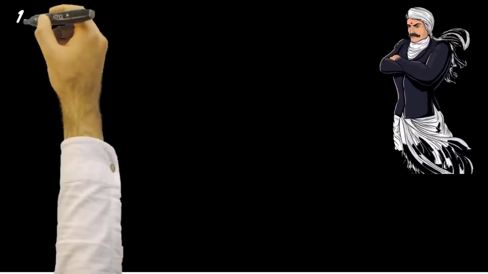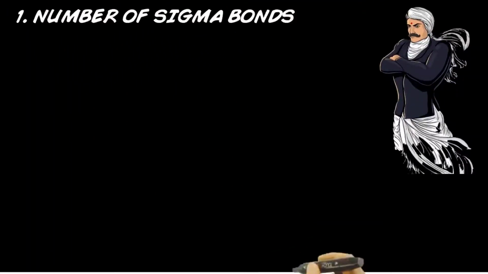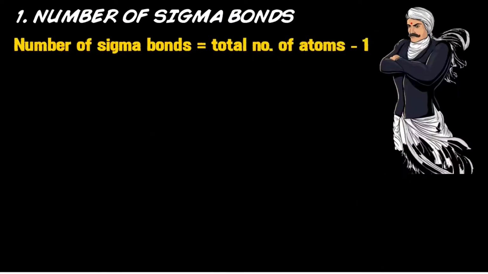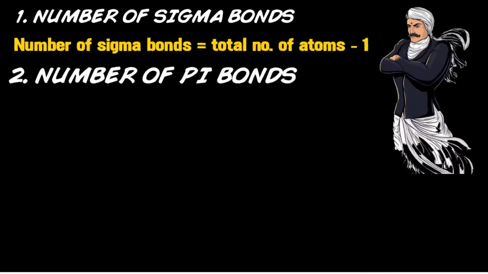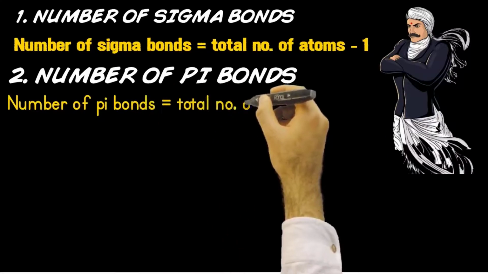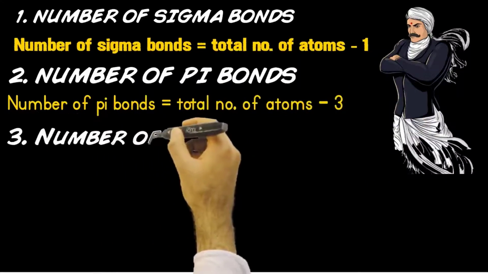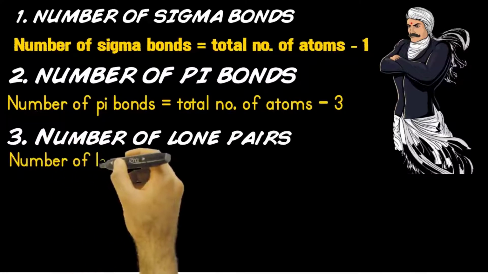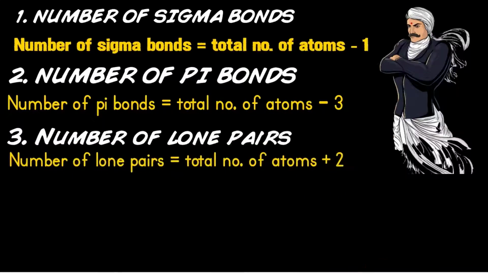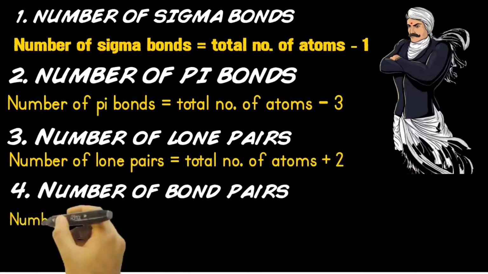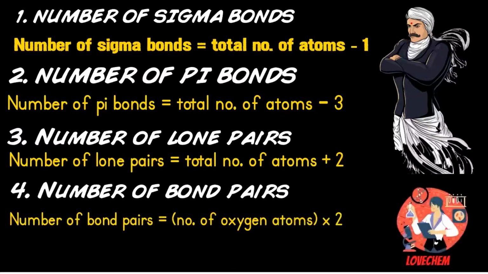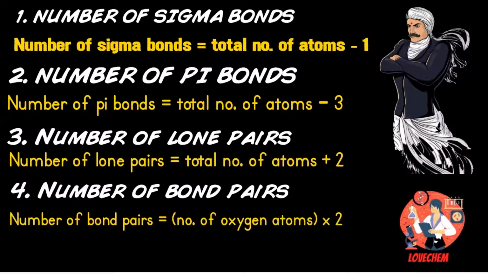So the tricks are, if we have to calculate the number of sigma bonds, it is equal to total number of atoms in a given oxyacid of halogen minus 1. For pi bonds, number of pi bonds is equal to total number of atoms minus 3. For lone pairs, number of lone pairs is equal to total number of atoms plus 2. And finally, number of bond pairs will be equal to number of oxygen atoms in a given oxoacid, multiplied by 2. Hence you will get the number of bond pairs also.